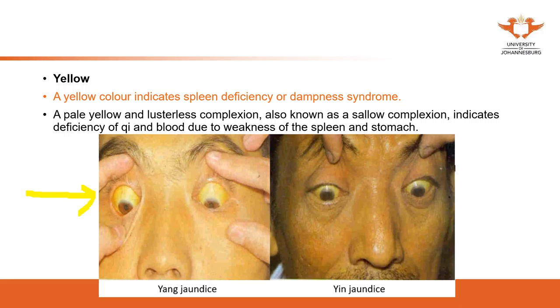Yang jaundice, yin jaundice. Why is this yang jaundice, and why is this yin jaundice? The first is from the face. It is brighter, this kind of yellow. The facial complexion on the right side is darker, although it is also yellow. But from the eyeballs, no matter Asian, black or white, the eyeballs are all the same. If you see the yellow color in the eyeballs, it indicates spleen deficiency or dampness syndrome.